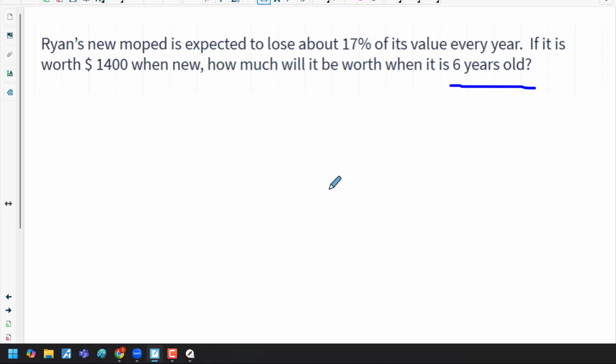They lose their value. So you're losing around 17% of value every year. That's going to be my decay factor. This is my initial value because that's how much it's worth now. And how much is it going to be worth in 6 years? Well, that's the final value.